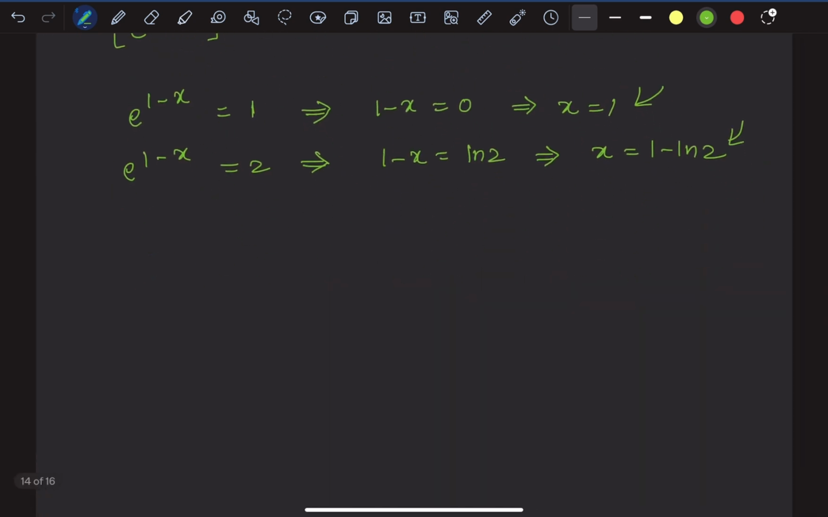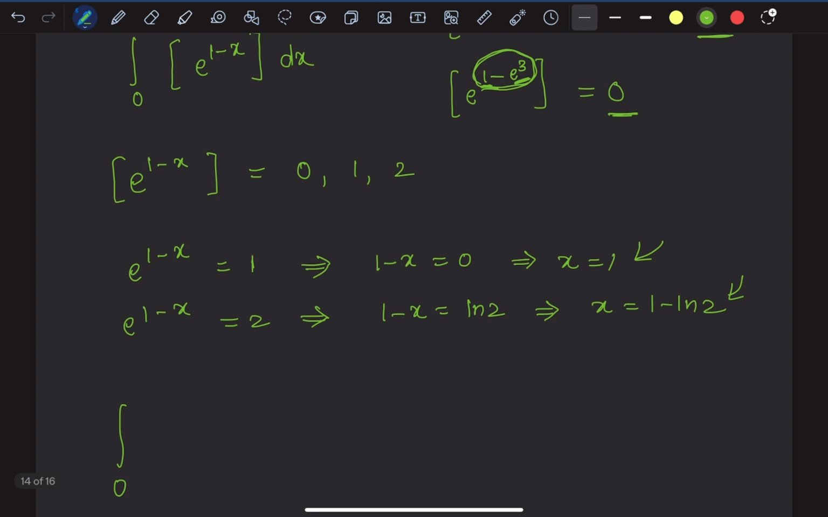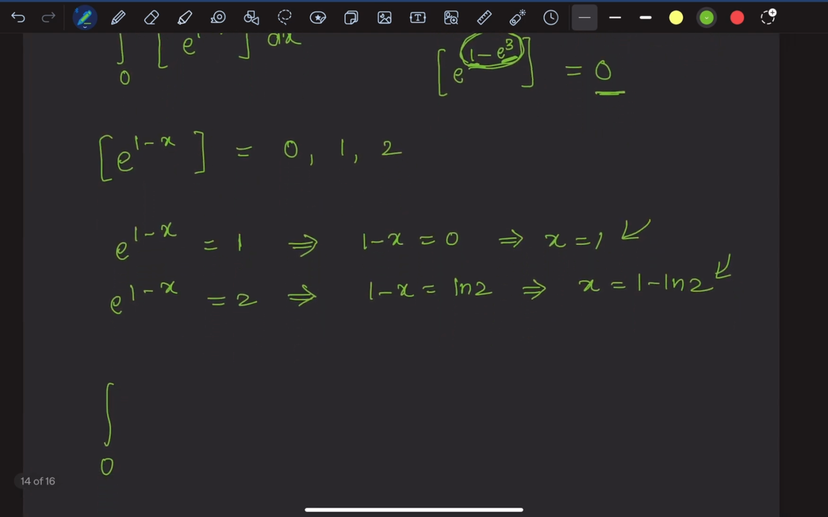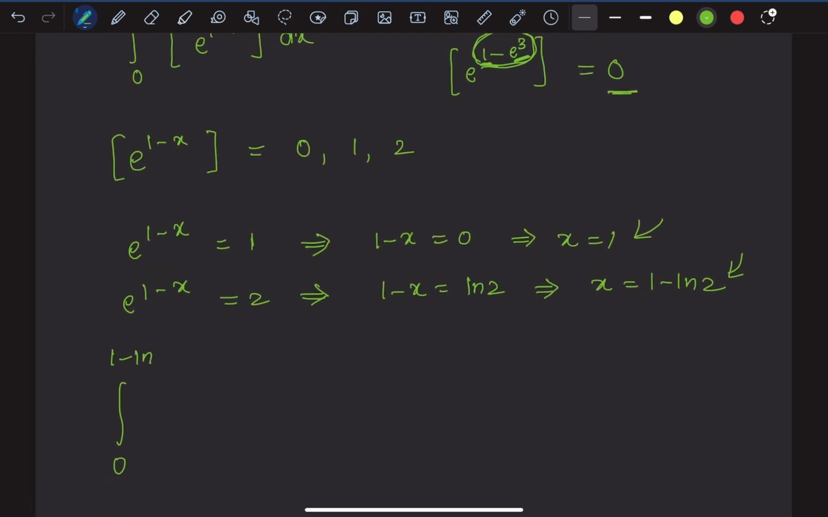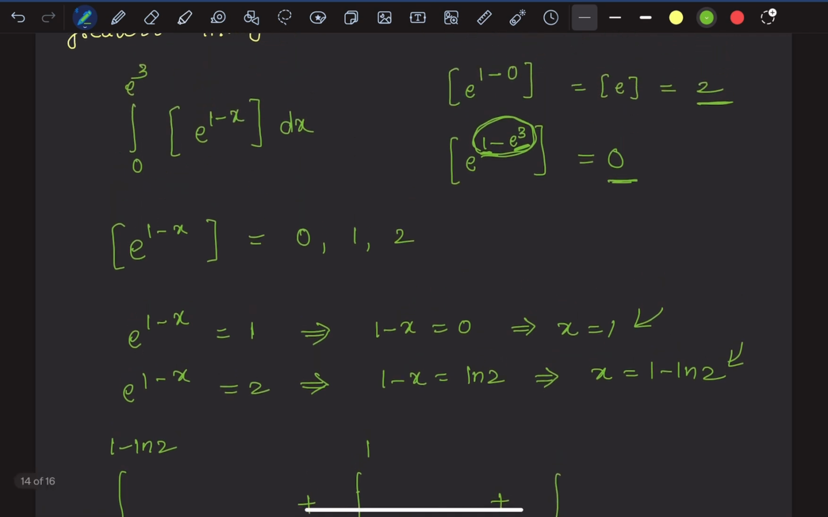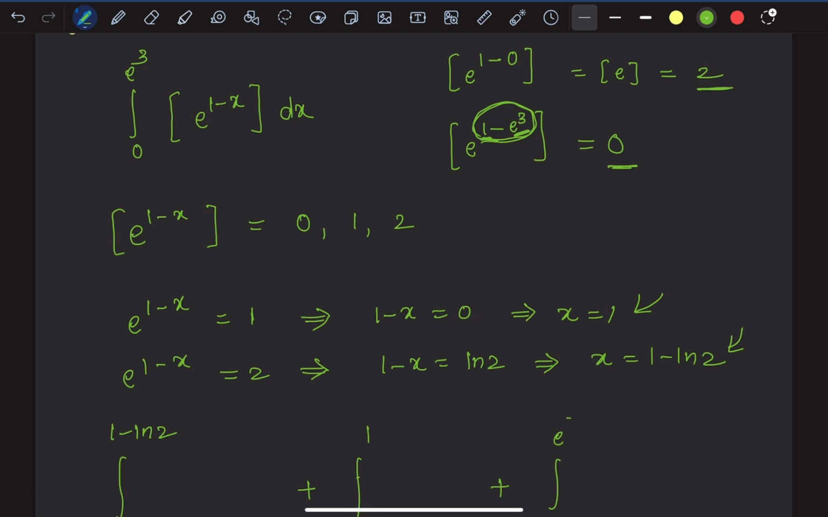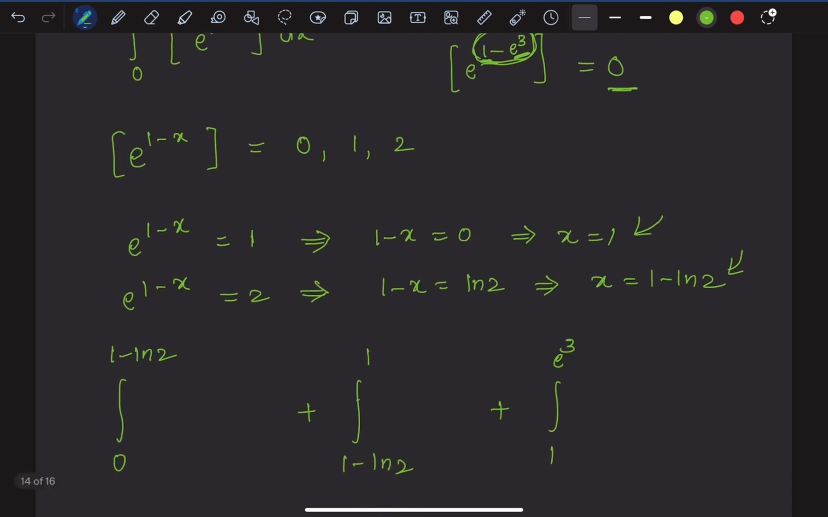Alright. So let us break the integral: 0 to 1 minus ln 2, plus integral 1 minus ln 2 to 1, plus integral 1 to e cube. Alright. So integral part of e to the power 1 minus x dx. Similarly, integral part of 1 minus x dx, and similarly integral part of 1 minus x dx.